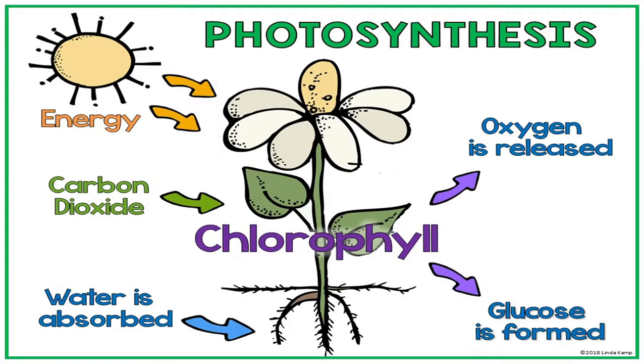So here we can see photosynthesis in action. It starts with water being absorbed by the roots, carbon dioxide being absorbed by the leaves, and energy from the sunlight being absorbed by the whole plant. Then the chlorophyll, the green matter in the plant, works to turn that energy into glucose, a kind of sugar, which gives it energy, and it releases oxygen out of the leaves for us and for animals to breathe.